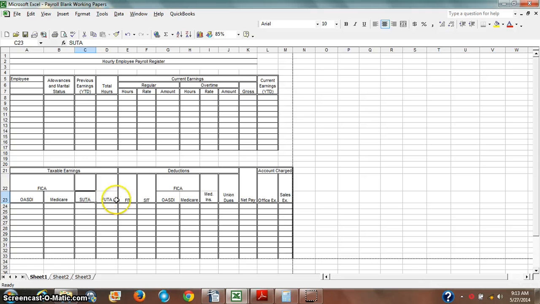There's also some space for taxable earnings on state unemployment tax. SUTA is the State Unemployment Tax Act, and FUTA is the Federal Unemployment Tax Act. I don't actually deduct those because those are something that the employer pays that the employee does not pay. So I have these as a part of my payroll register on taxable earnings, but I don't have them on deductions.